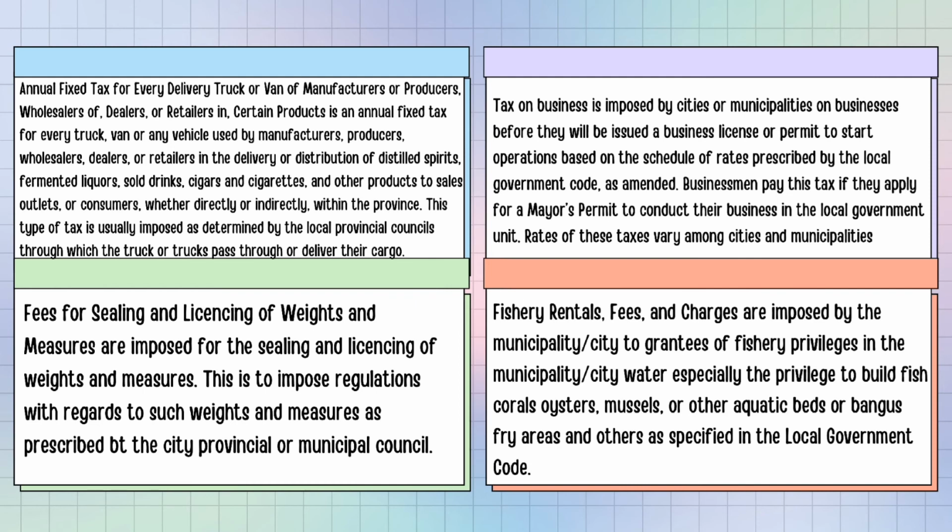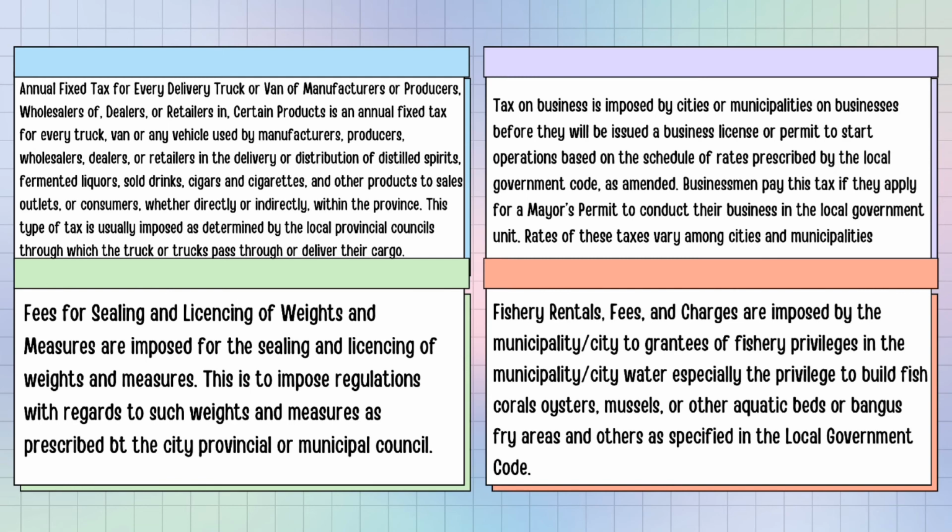Tax on business is imposed by cities or municipalities on business before they will be issued a business license or permit to start operation based on the schedule of rates prescribed by the Local Government Code as amended. Businessmen or businesswomen pay their tax when they apply for a mayor's permit to conduct their business in the local government unit. Rates of these taxes vary among cities and municipalities.